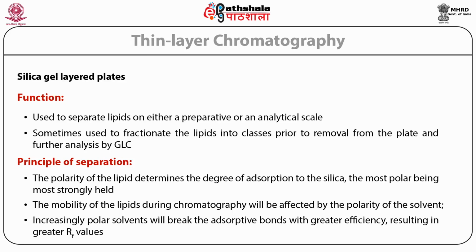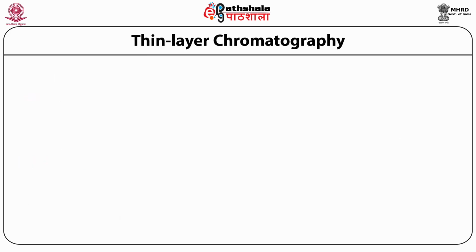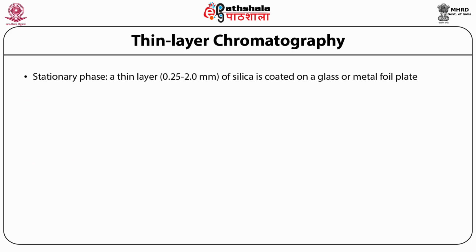In thin layer chromatographic plates, silica gel is coated onto a glass plate or metal foil plate, and this comprises the stationary phase in TLC. So you can either prepare silica coated glass plates in the laboratory, or you can buy pre-made TLC plates from companies where they are commercially available. So once you have this plate, the test sample is applied as a spot or a thin band at one end of the plate, and we will see how that is done as we move on.